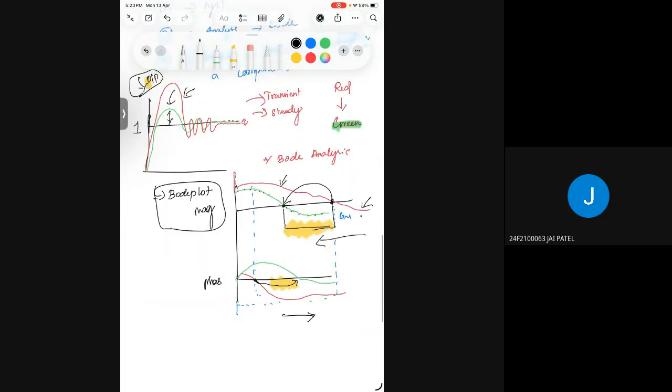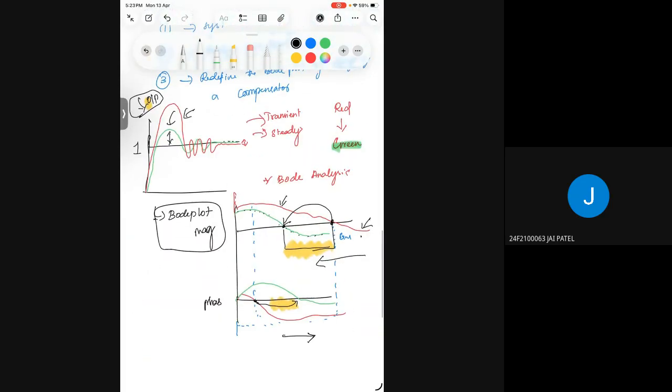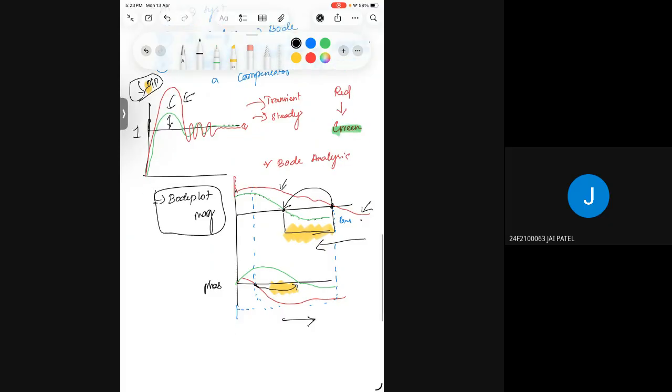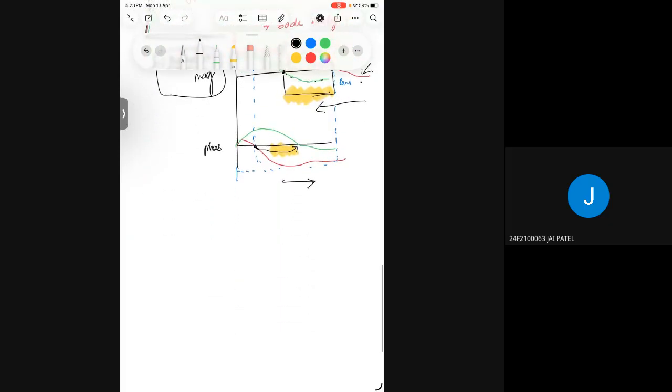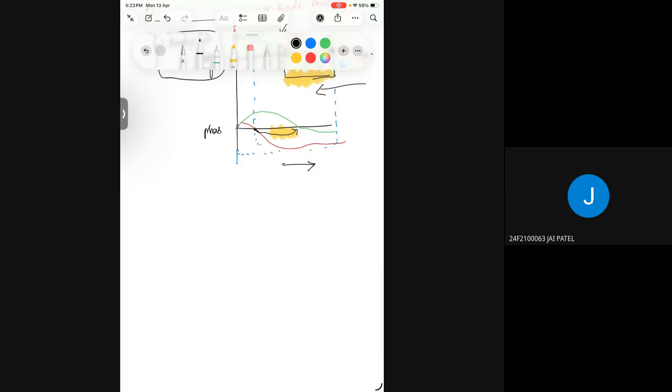Now the overall idea is I have a system, but my system's output is not desirable. I want to pull my undesirable characteristics towards the desirable characteristics. To do that, I am designing a compensator. To analyze why my system is like that, I am using a Bode plot. Is it clear? Yes, sir. Yes, ma'am.